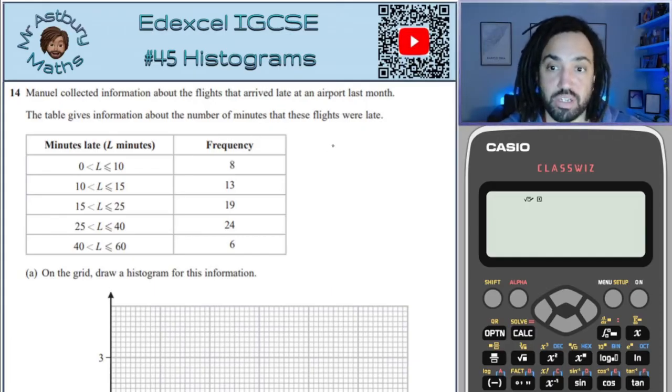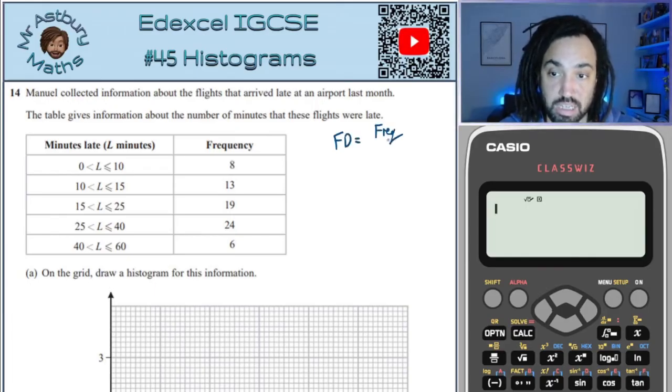Okay, so what do we need to know for histograms? We need to know that the frequency density is equal to the frequency divided by the class width.